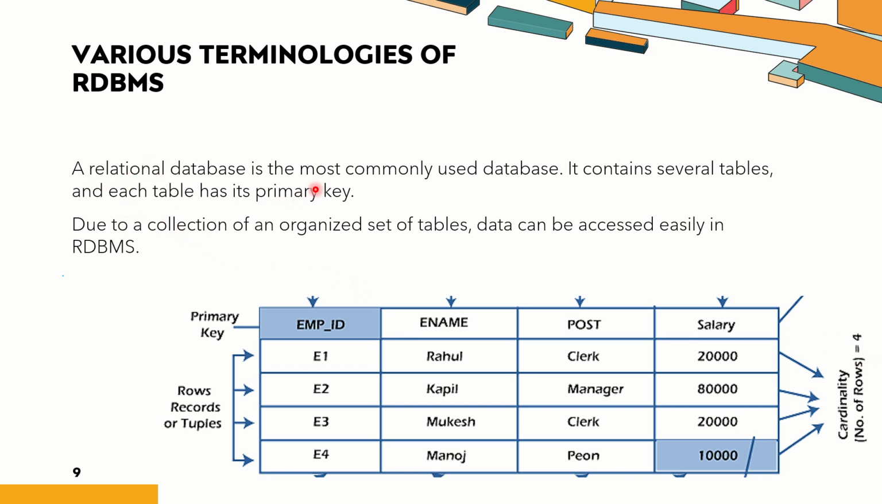A relational database is the most commonly used database. It consists of several tables and each table has its primary key. In this RDBMS concept, every table must have a primary key. What is the condition for the primary key? It should have unique values. Whatever the table is, the primary key field should have unique values. These rows we call tuples. The number of tuples we call the cardinality. The number of columns we call the degree.